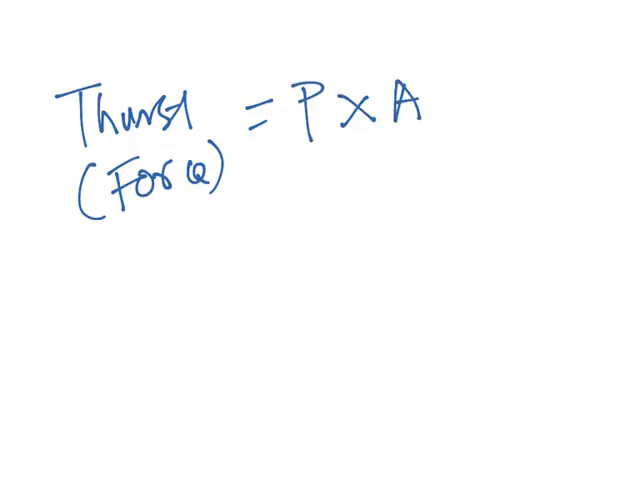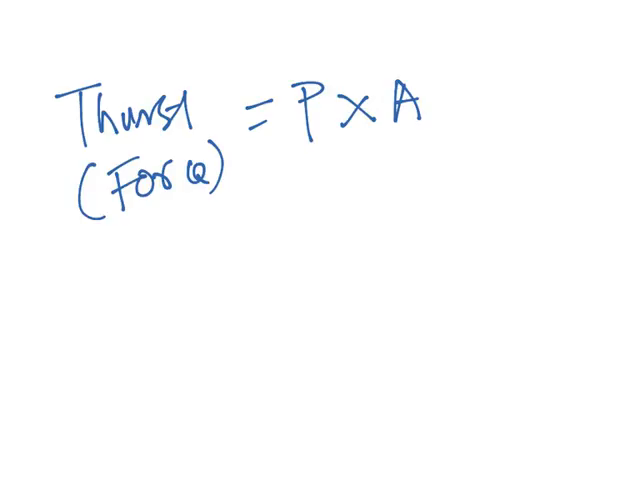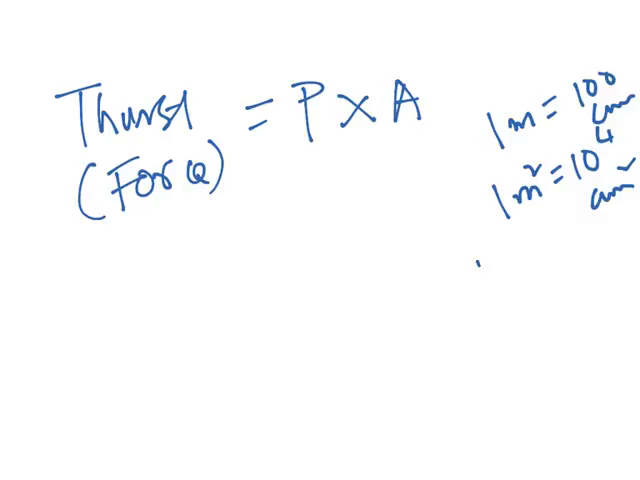So what is the area of the bottom of the vessel? The area of the bottom of the vessel is 100 centimeter square. Now it is not in SI, it is in CGS unit. So you know 1 meter equals 100 centimeter, right? So 1 meter square equals 100 into 100, that is 10 to the power 4 centimeter square. So 1 centimeter square in terms of meter square is 10 to the power minus 4 meter square. So we just converted that.